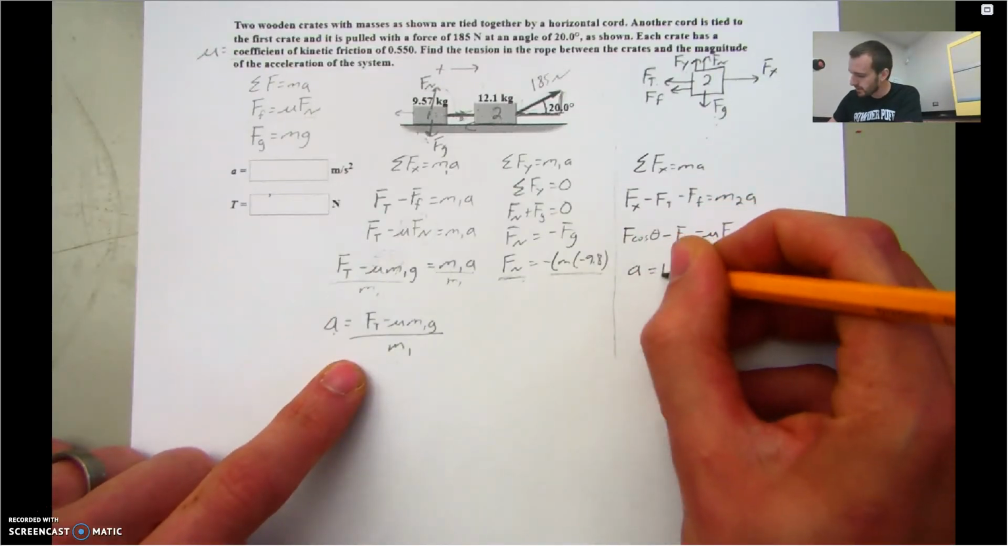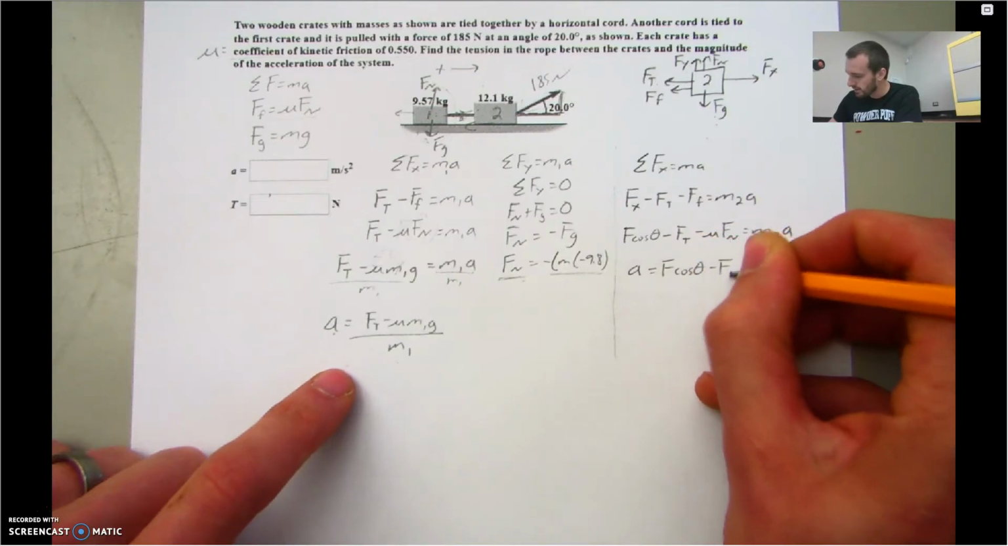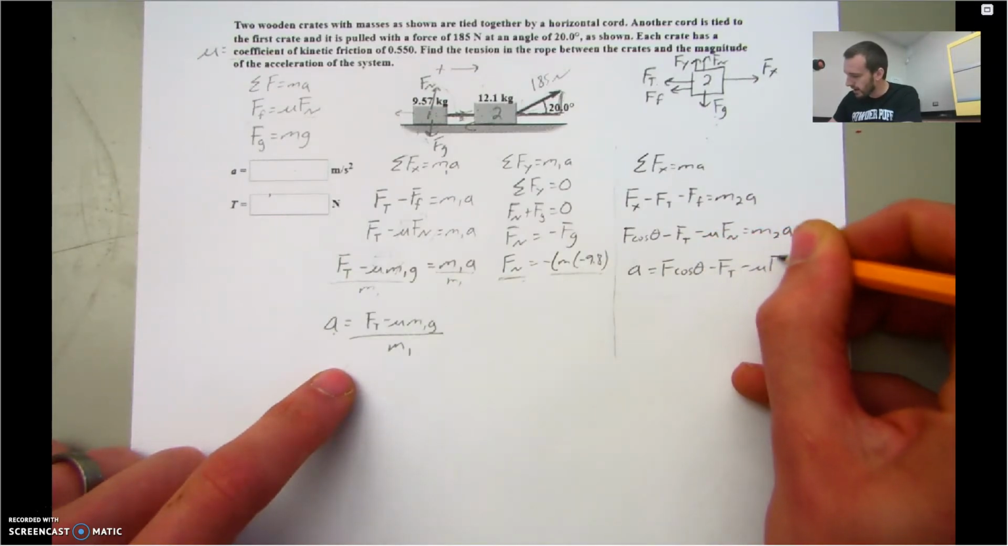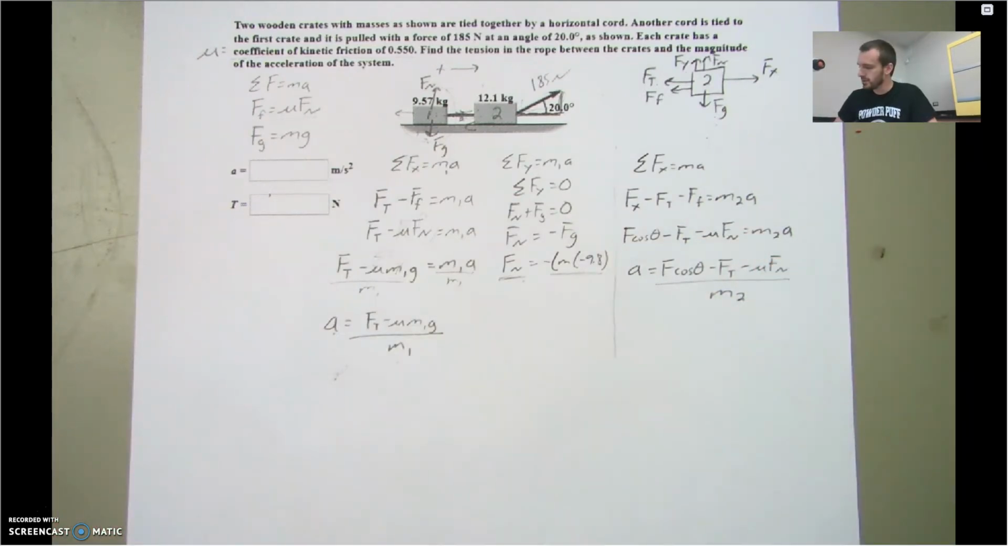And so I'll just write this expression. It's going to look a little long and complicated, but keep in mind we actually know a lot of this stuff already, which is helpful. So mu Fn divided by m2. I'm going to come back to that one in a second.